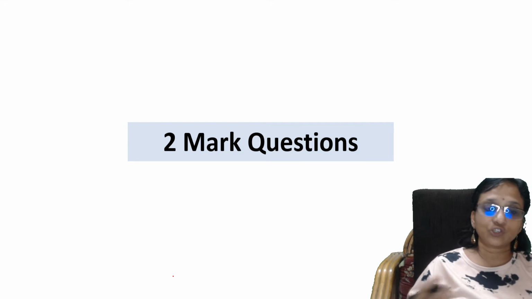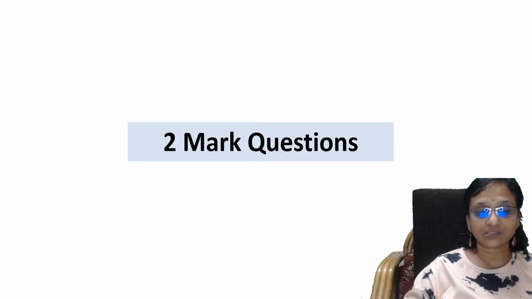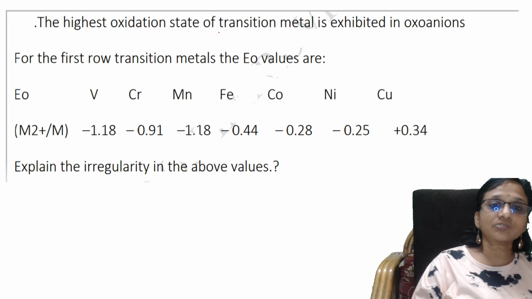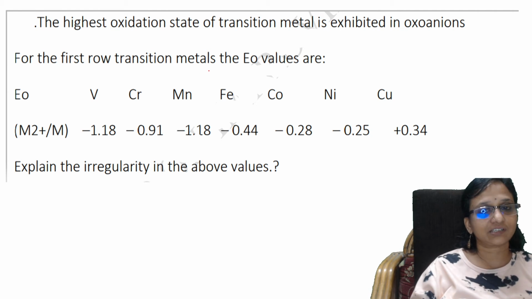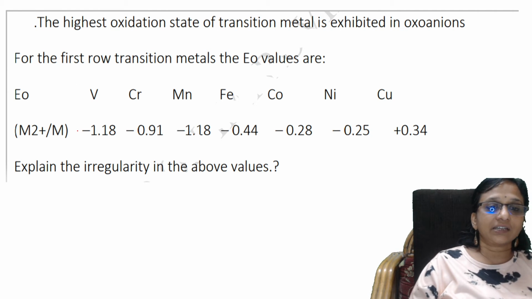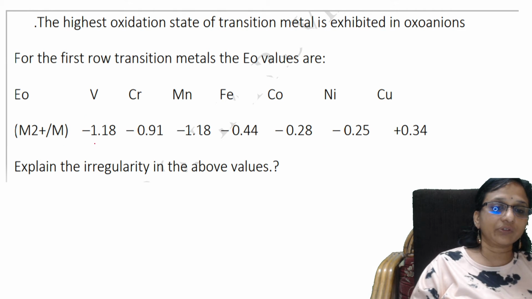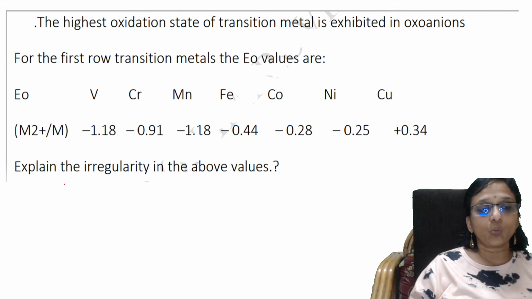Next question, 2 marks questions. Let us start off with 2 marks. The highest oxidation state of transition metal is exhibited in oxo anions, that is your oxygen. This is the data given to you, the electrode potentials. Explain the irregularity in the above results.